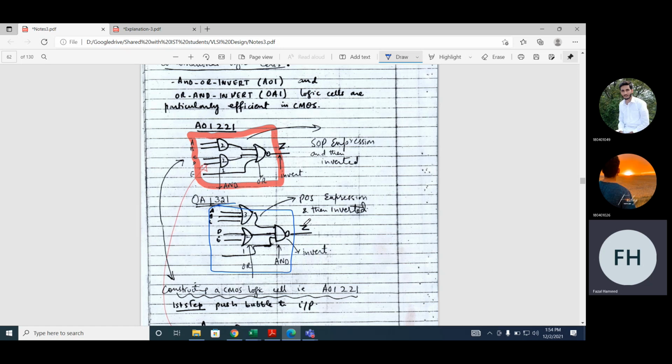So in the next lecture, we will study how we can design different types of AOI cells and different types of OAI cells in CMOS. Okay, that's all for today.